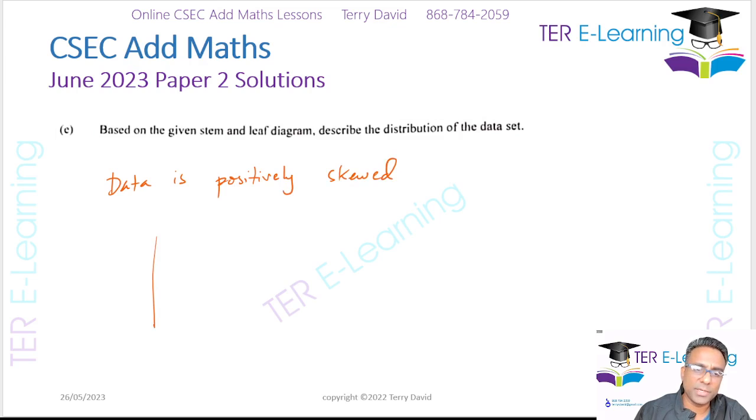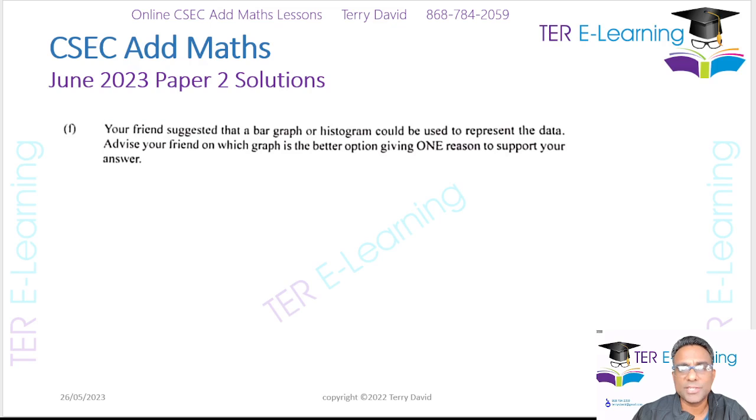Because if we were to plot the distribution for a positively skewed distribution, we're going to have the data looking like this. If you watch the stem and leaf diagram sideways, it kind of looks like that. Now, your friend suggests that a bar graph or a histogram could be used to represent the data. Advise your friend on which graph is the better option.